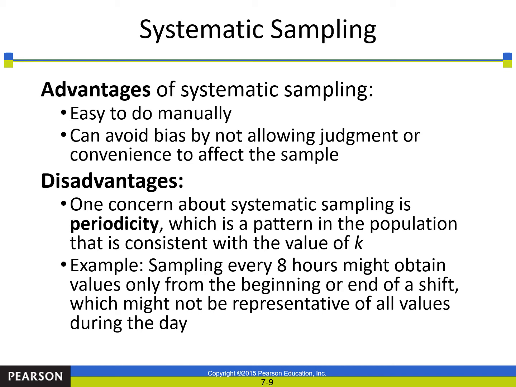Here's a good example describing a situation like this. For example, let's say we're sampling every 8 hours from the beginning and end of a shift. This might not be representative for all of the values during the day. Okay, and that makes sense because if we have a shift starting at 8 in the morning and it ends at 8 at night, there's a variation of all sorts of different characteristics that's happening throughout the shift. So we have to be very mindful how we apply these sampling techniques.